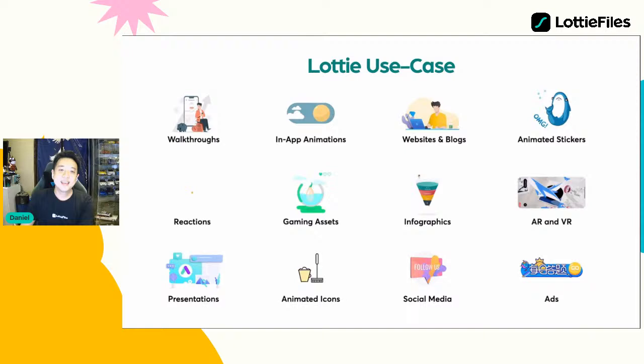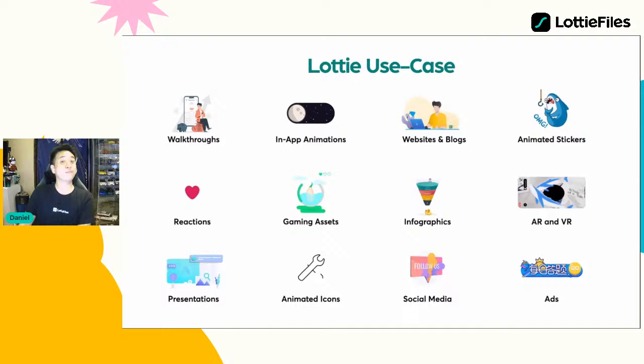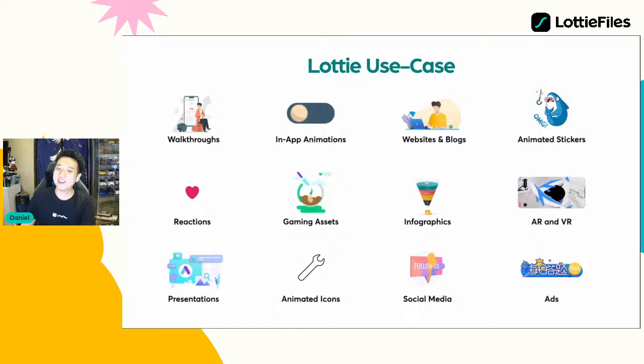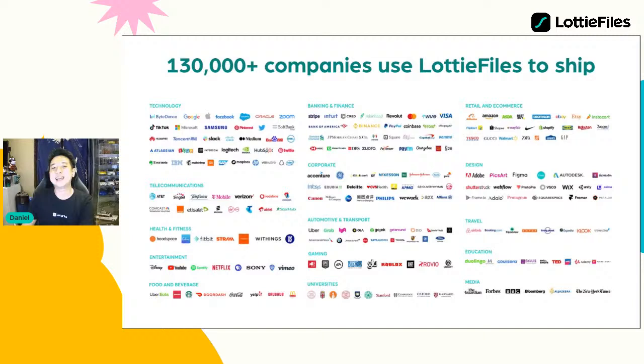There are plenty of ways you can make full use of Lottie. You can use them in your app, in your website, create funky Telegram stickers, add them to your games, or even in AR and VR, or even use them in your presentations and ads. There are over 130,000 companies that use LottieFiles to ship their animation, and some of them include TikTok, Google, Airbnb, and Disney. Look at that myriad of logos on screen. Can you spot any that you recognize?